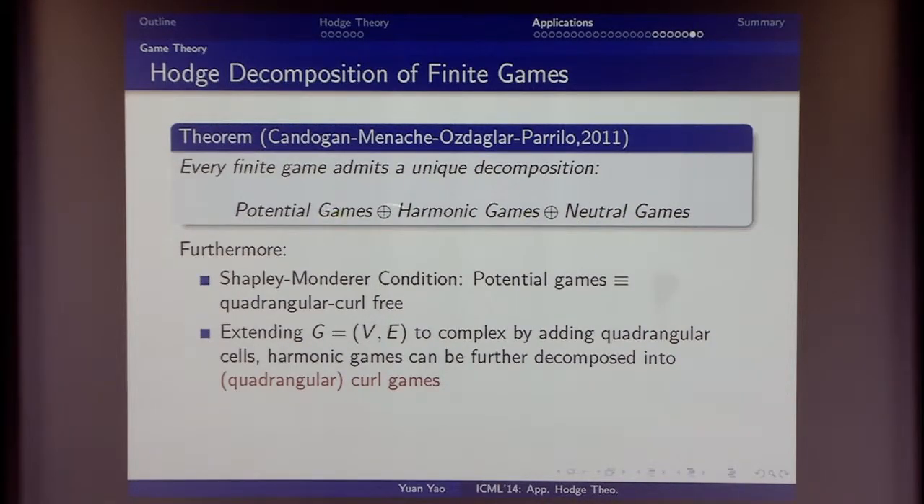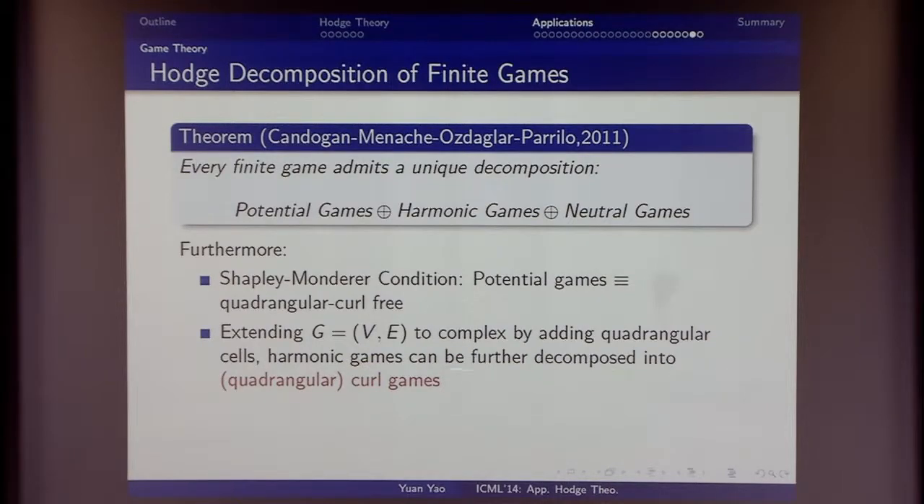But the other two will be much more important, because potential games and harmonic games might both be easier to solve in the literature. If you consider the Shapley-Monderer condition in game theory, a game is a potential game if and only if every triangular curl vanishes. So you can further decompose by adding quadrangular cells rather than triangular cells. In this case, a harmonic game can be further decomposed into quadrangular curl games.